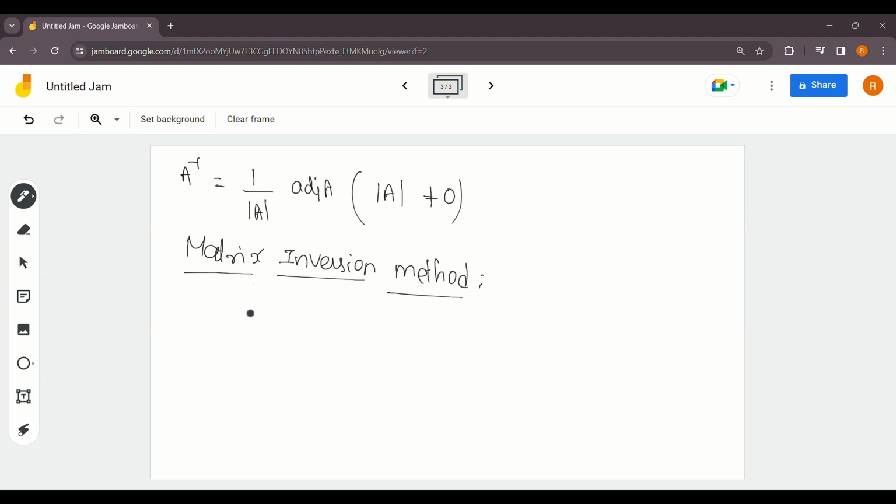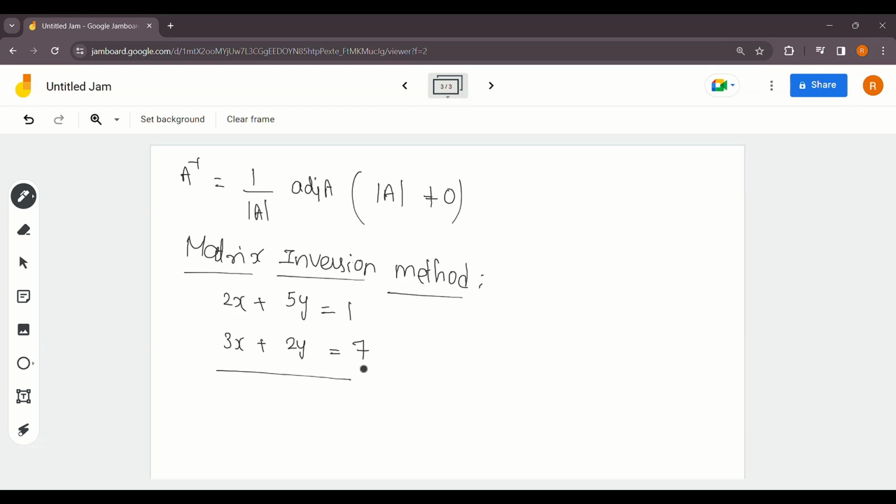I will teach you an alternative technique for this also. Suppose there is a question like this: 2x plus 5y equal to 1, 3x plus 2y equal to 7.